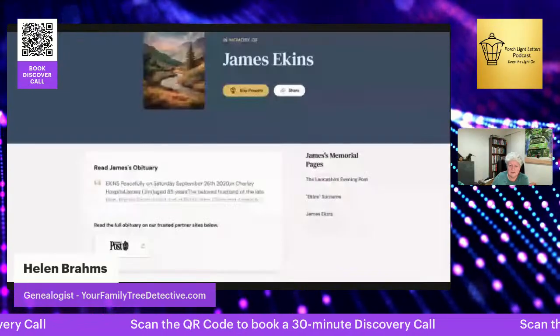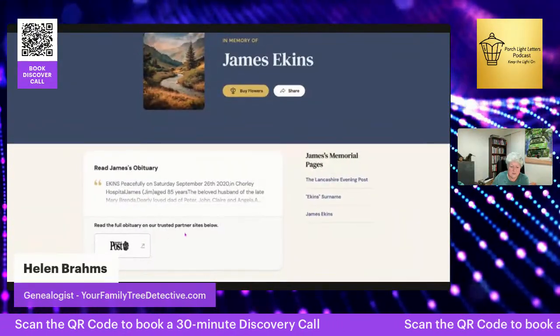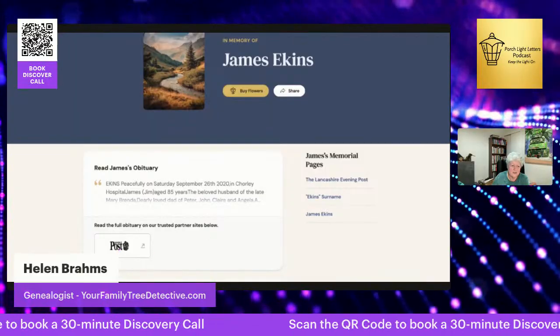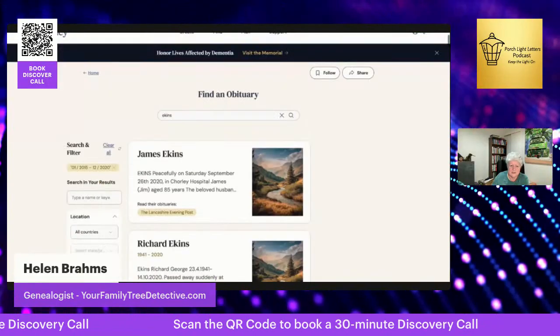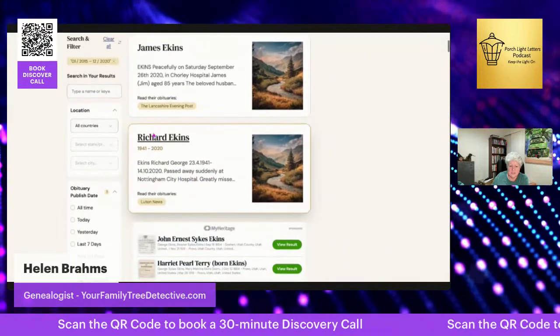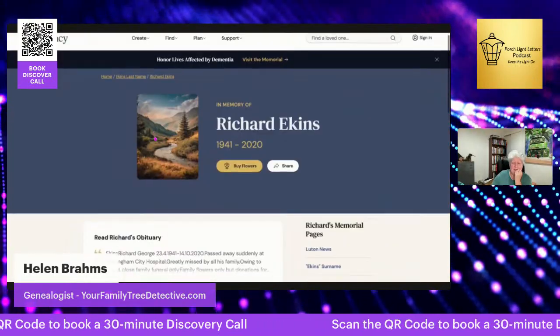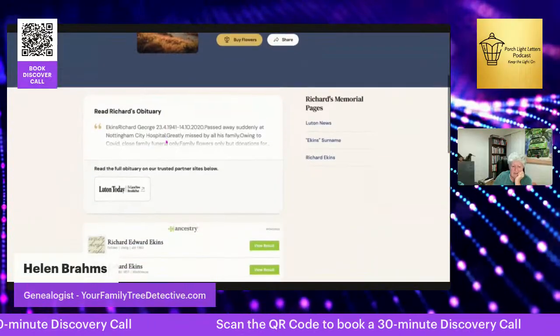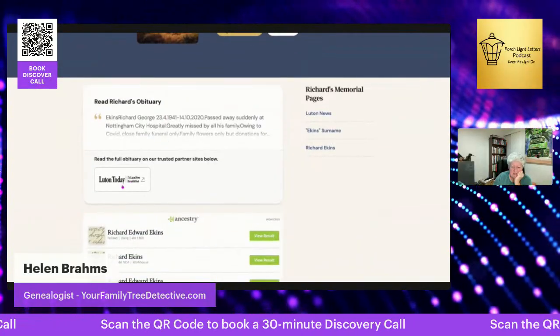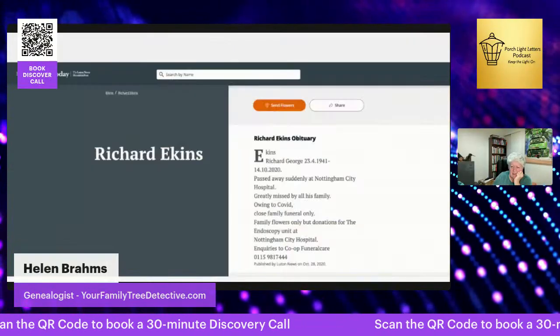Let's see if we can do this in one. This is how it comes up. To read the full obituary from trusted partners, you click on that and it takes you to that other page we were just on. Let's see. Richard Eakins, 1941 to 2020. Okay, again, you've got a partial one. So let's have a look at the Luton Today.